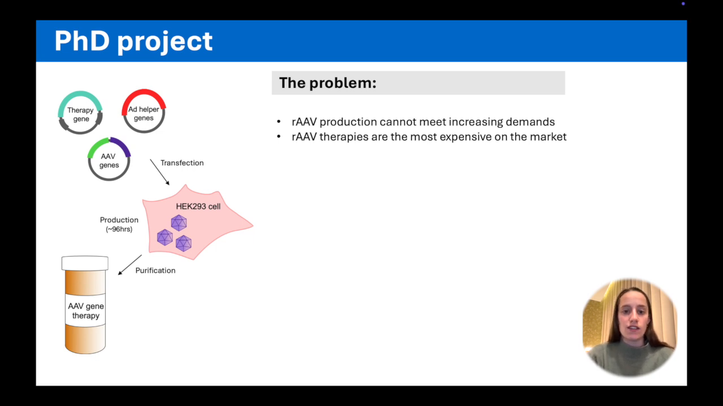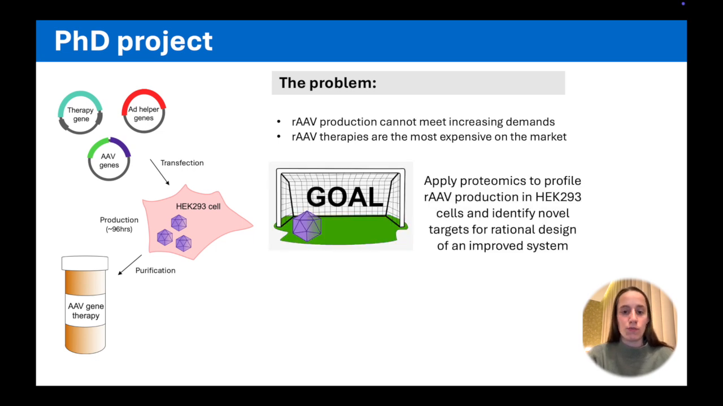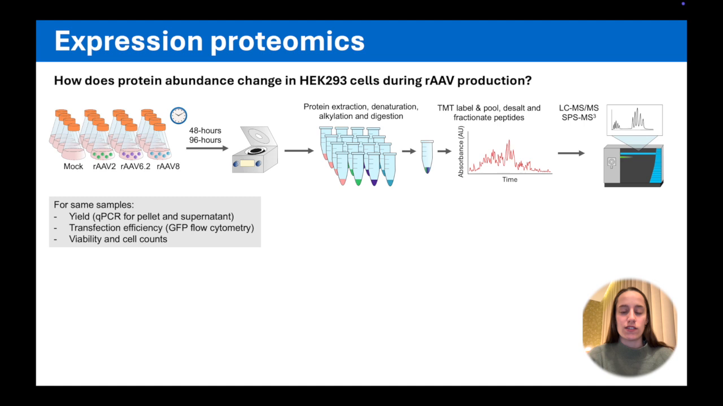So my PhD has aimed to use proteomics to profile the response of HEK293 cells to AAV production in the hope of finding proteins or pathways that could be used to rationally design the cells to have a higher yield. The first way in which I did this was to use expression proteomics and try and understand whether HEK293 cell proteins change in abundance during AAV production.